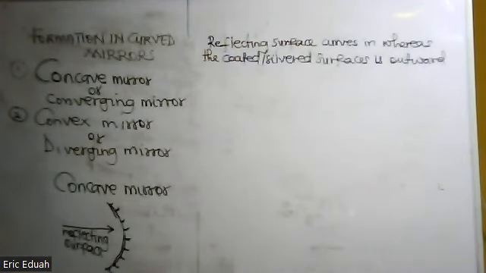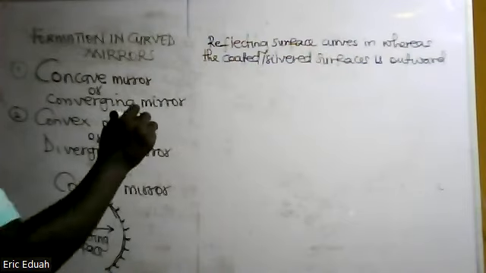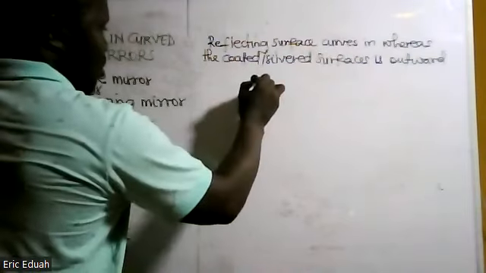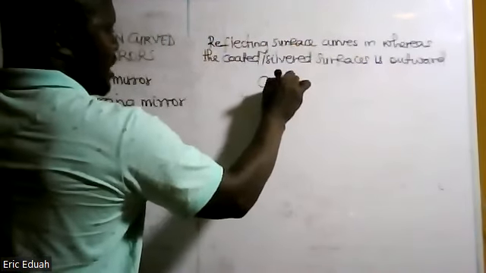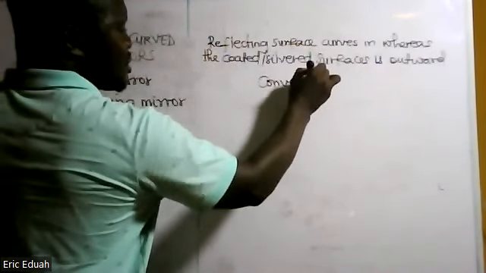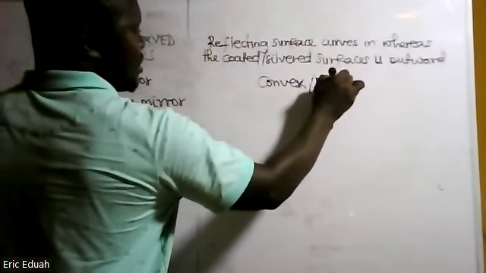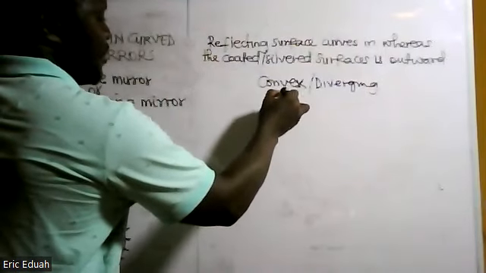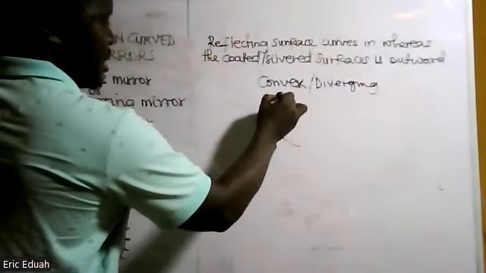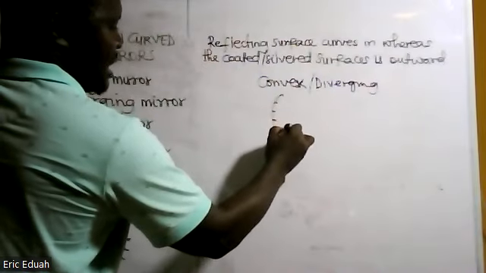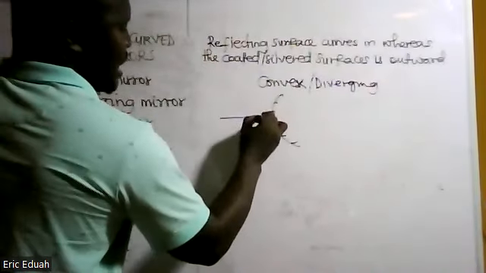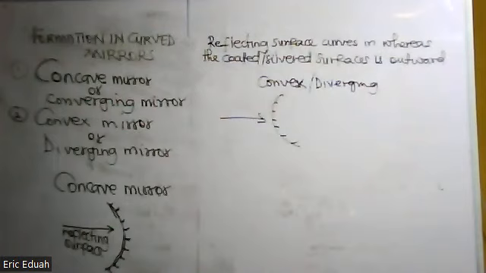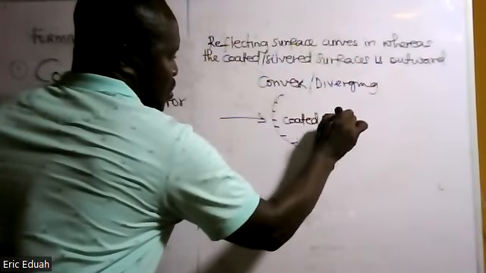Then with a convex mirror, convex or divergent mirror, it is the other way around. Here we have the reflecting surface curving outwardly, and then the coated surface curving inwardly. So this is the coated surface or silver surface.